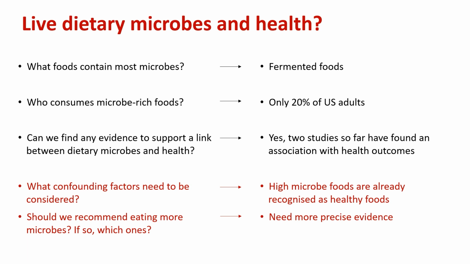I've found an association, but I really want to stress the association. There are lots of confounding factors that need to be considered. I mean, the kinds of foods that are high in microbes are things like yogurt and cheese and fruit and vegetables, things that are already recognized as healthy foods and are high nutrient foods. So there's a lot of confounding factors here, and we need to really get in and try and pick apart the contribution of live dietary microbes.